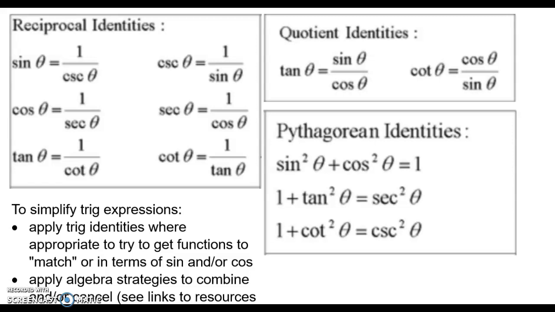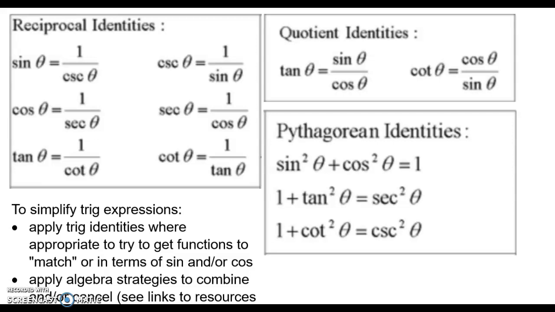Hey everyone, welcome to the first video for Unit 4 on Analytic Trigonometry. This video is going to cover the basic fundamental trigonometric identities that we're going to use in conjunction with algebra skills to simplify trig expressions first.